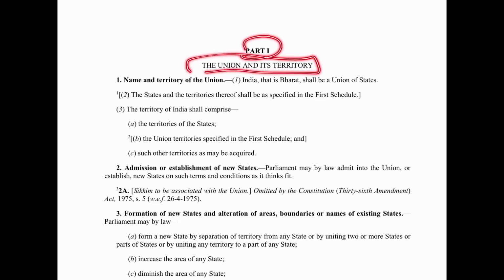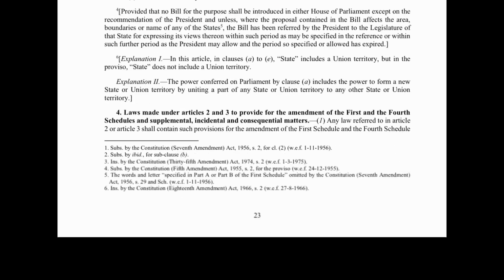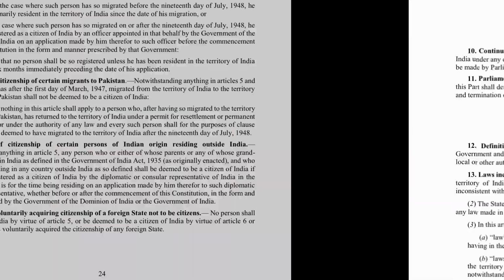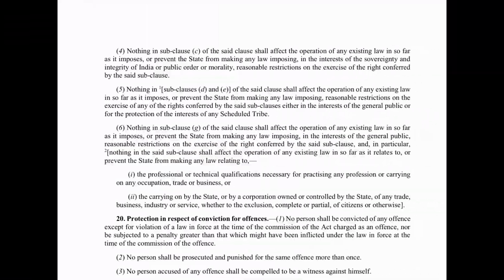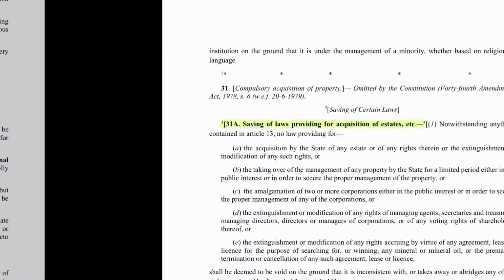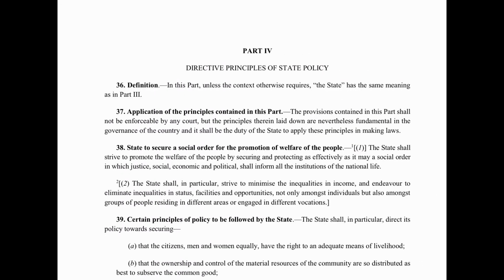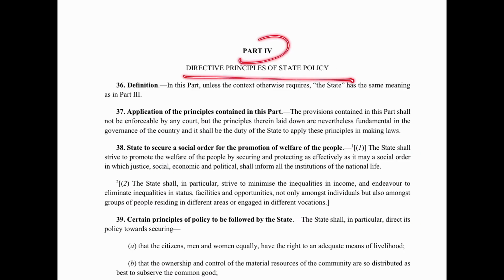Part 1 is your Union and its Territory. It had articles 1, 2, 3. 2A is anyways abolished, so 1, 2, 3 and article number 4. Then part 2, citizenship, from article number 5 to article number 11. Now we have part 3, fundamental rights, from article number 12 to, you will notice, article number 35. In between, certain ones we have already covered, so you will see till here 35. Then part 4 will be DPSP, so anyways that is going to be the content for the next topic once we finish the fundamental rights.